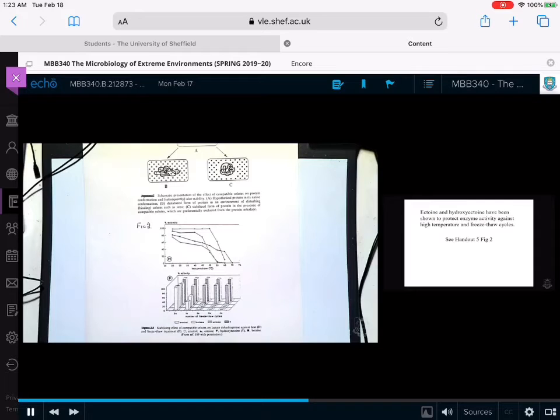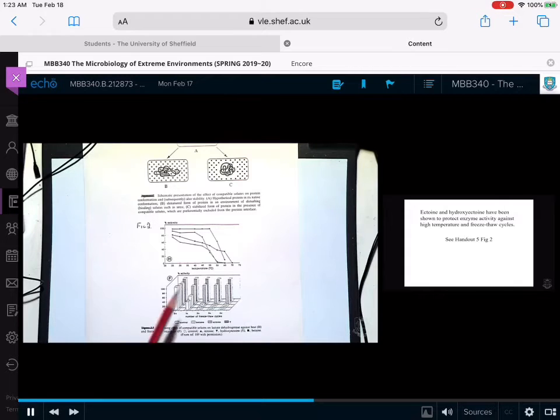Okay, so the second part of handout 5 is just giving you two examples of the protective effect of ectoine. The enzyme here is lactate dehydrogenase. It's just a commercial suspension of lactate dehydrogenase bought from Sigma Chemical Company. And what they've done in this particular paper is they've subjected this lactate dehydrogenase to different stresses.